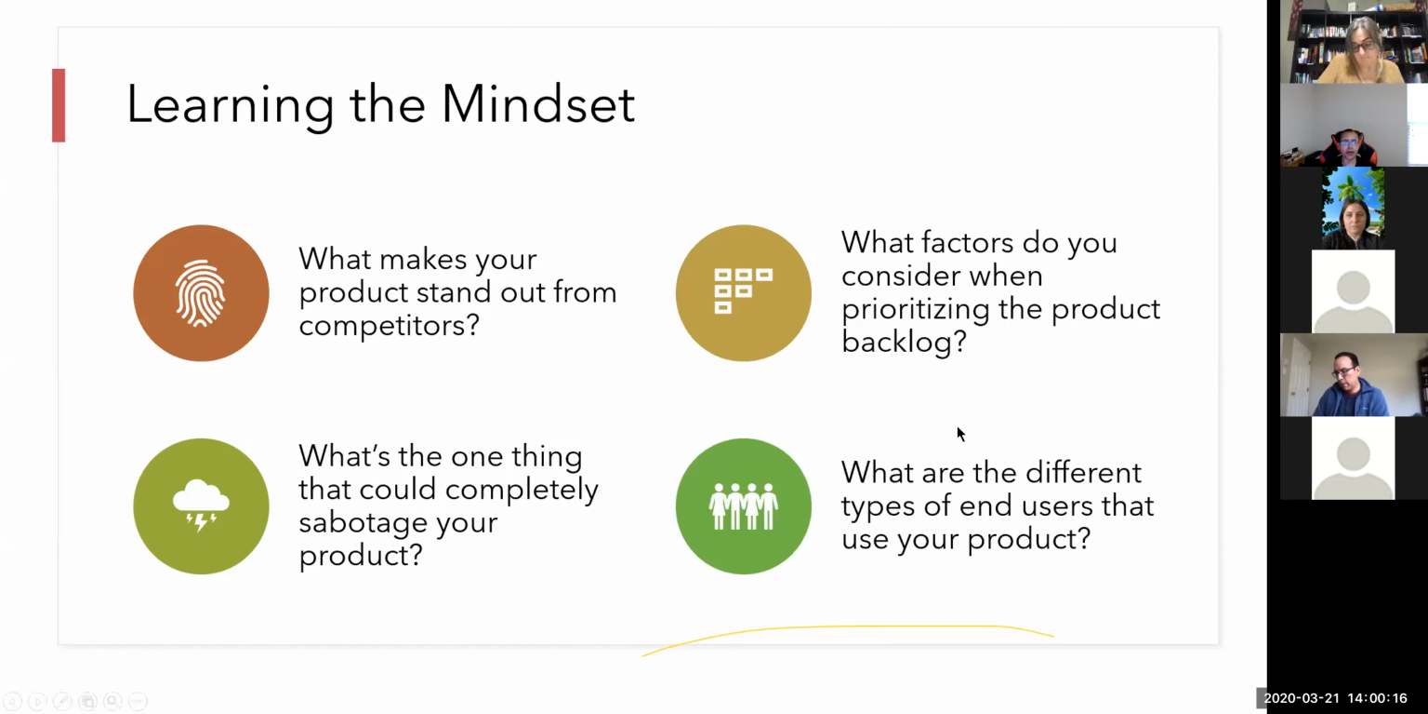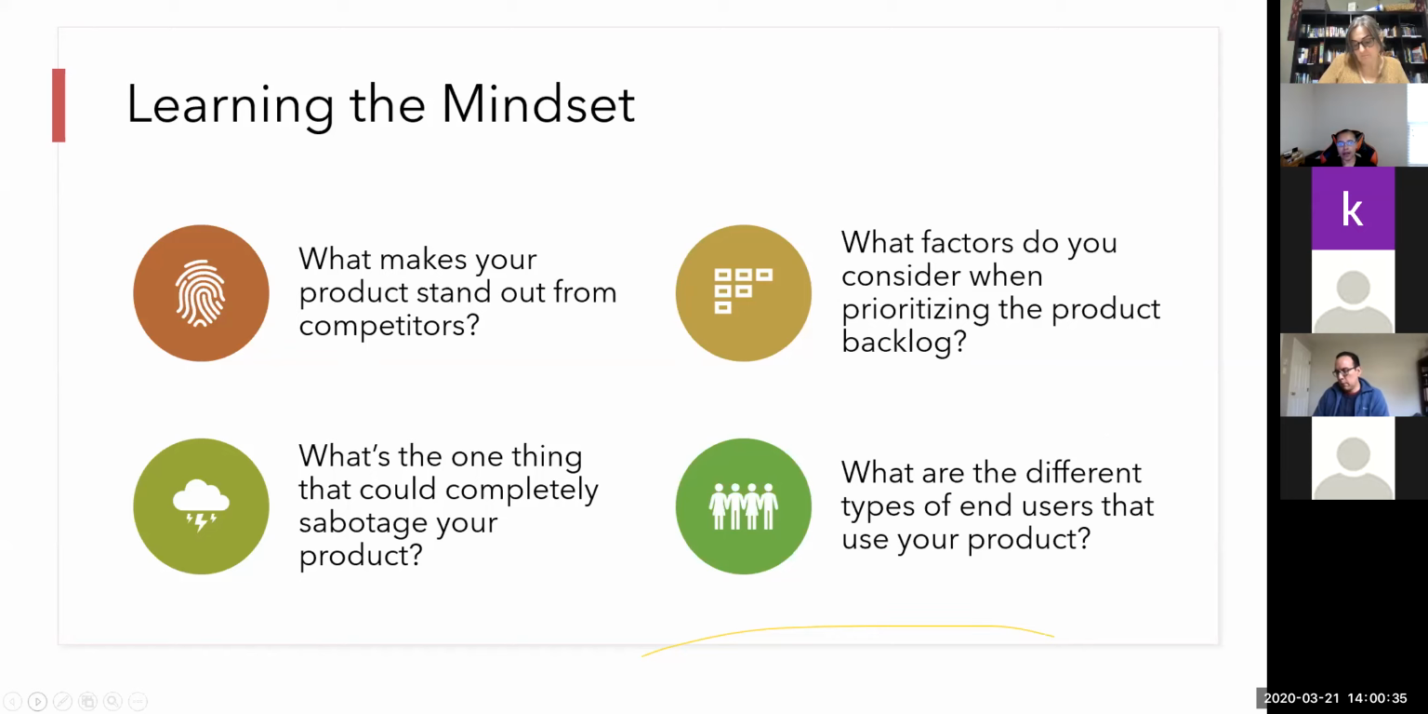So these are just a few questions you can ask. I got this from Product Owner Deck, where it talks about how to coach your product owner. They're available on Amazon, so you can look that up if you like.